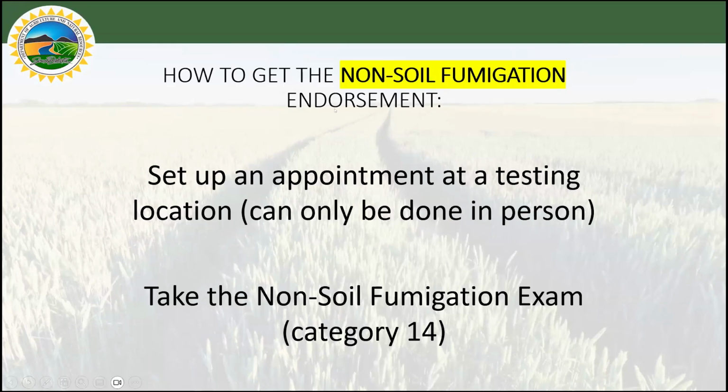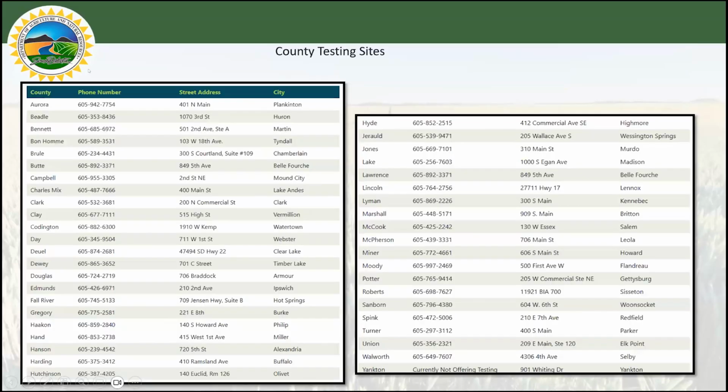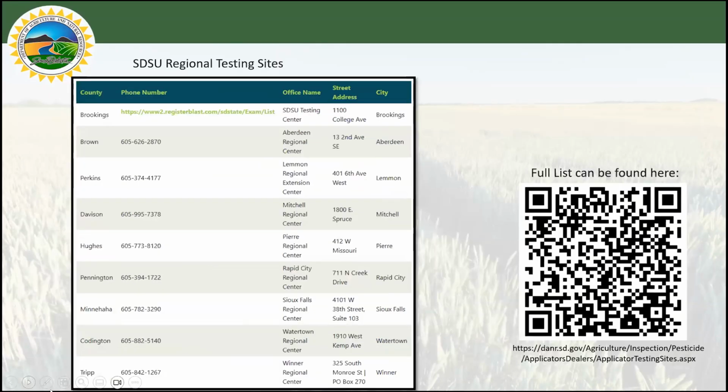How do you get this endorsement on your license? You will set up an appointment at a testing location. This can only be done in person, and you will go take the non-soil fumigation exam, or the category 14 exam. We have plenty of testing sites. We'll put this link in the chat too. Plenty of county testing sites and then SDSU regional testing sites as well. So there are plenty of options for you to go in person and get those exams done if needed.